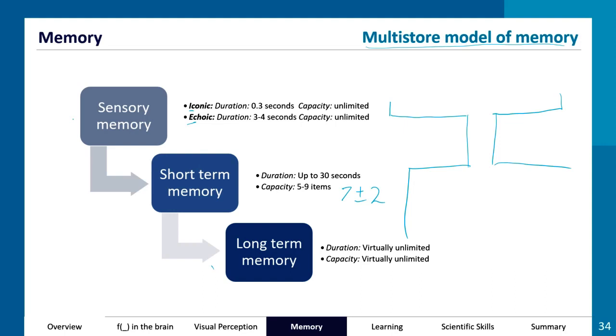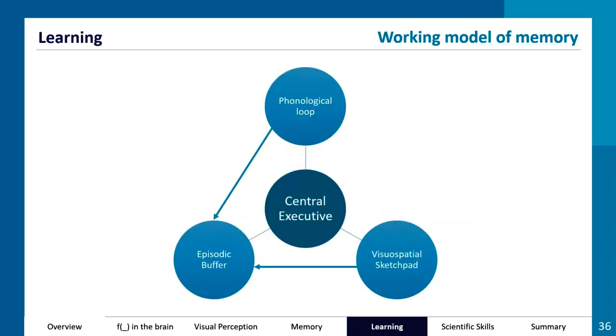It's just we would still consider long-term memory to be unlimited in these respects. There are, however, some quite valid criticisms of this multi-store model of memory. A lot of them tended to focus on this short-term memory component, which people say was a bit too static, wasn't really explained well enough. So then along came the working model of memory, which breaks down short-term memory into different components.